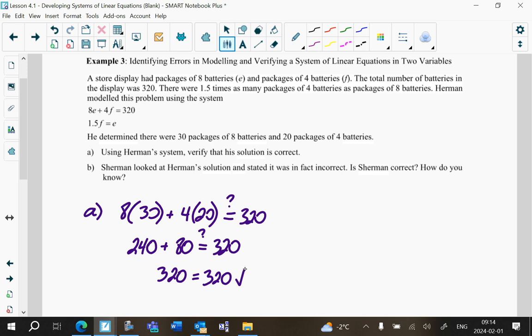Also, does 1.5 times the 20 work out to the number of 8 packages that he got? So does 1.5 times 20 equal 30? Well, when you do this, you're going to get 30 equals 30. So we verified what he did. The question is, Sherman comes along and says, you're wrong. But Herman says, but I verified it, and it's right. What could potentially be wrong with Herman?